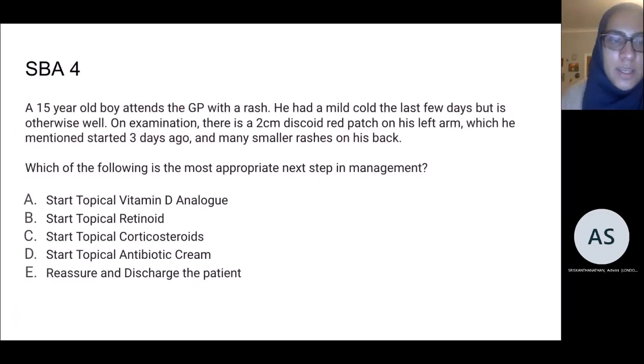SBA 4. A 15-year-old boy attends the GP with a rash. He had a mild cold the last few days, but is otherwise well. On examination, there is a 2-centimeter discoid red patch on his left arm, which he mentioned started 3 days ago, and many smaller rashes on his back. Which of the following is the most appropriate next step in management? I will give you about 30 seconds to answer this question as well.